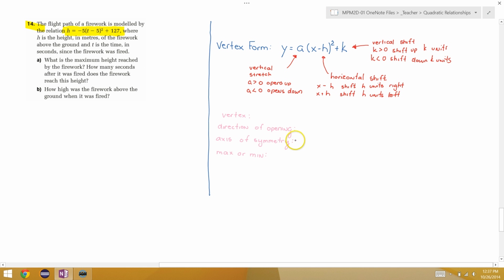Now we're going to pull these off pretty quickly, but again, it's good to go back and understand why we can read this information from a quadratic in vertex form. So the vertex is always in the position (h, k). The direction of opening, like we say, if a is greater than 0, it's up, and if a is less than 0, it's down. The axis of symmetry is always an equation of a line, and it always passes through the vertex. So it's going to be x = h.